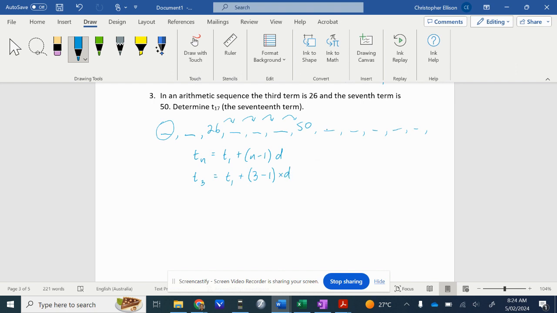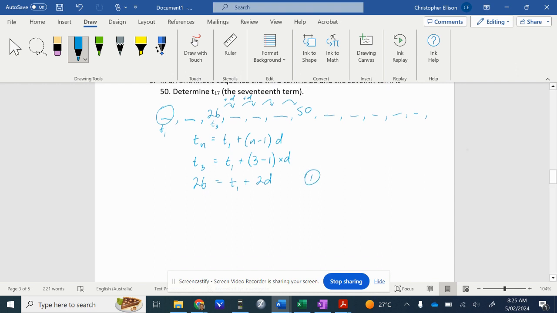Okay, d is however many you're adding on each time, so you're plussing d on, but we don't know what d is, and we know that this is T1 over here. Now we can write an equation for this though, because we actually know the value of T3 is 26. So 26 is equal to T1 plus (3 minus 1), which is 2, lots of d. So that's our first equation there.